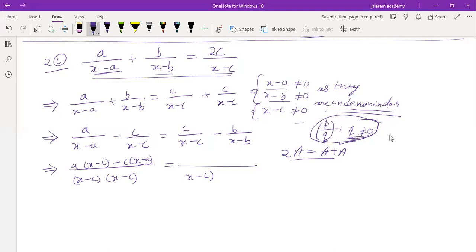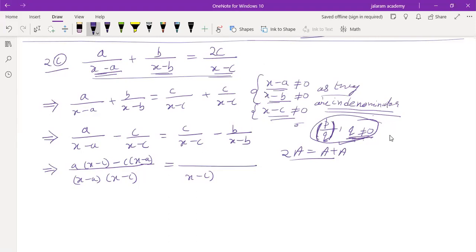as non-zero. Why? As they are in the denominator. From the definition of a rational number, a rational number is a number which can be expressed in the form p by q with q not equal to 0. That is, the denominator is non-zero. So x minus a is non-zero, x minus b is non-zero, and x minus c is non-zero as they are in the denominator. So we have to write this in brackets also.